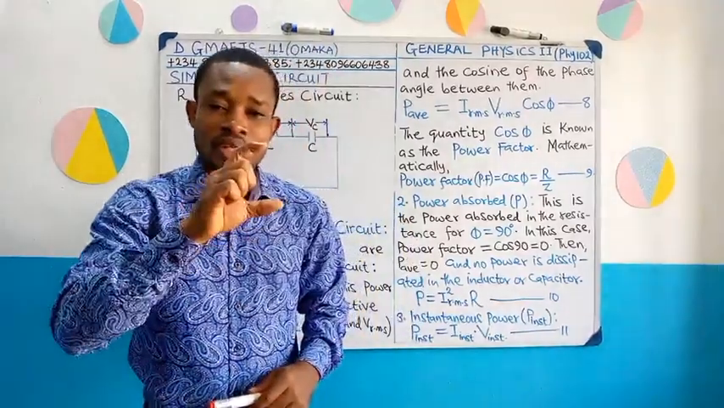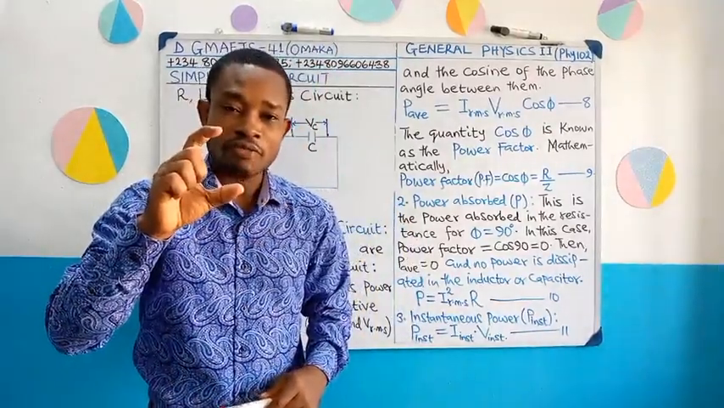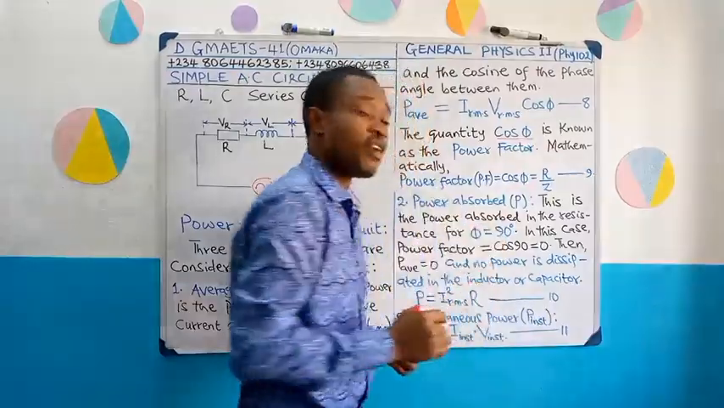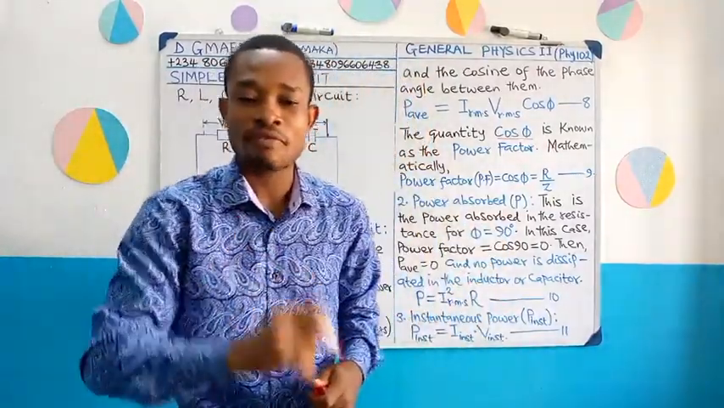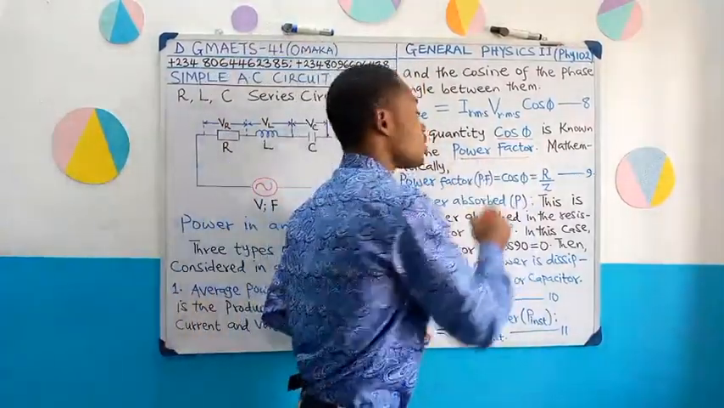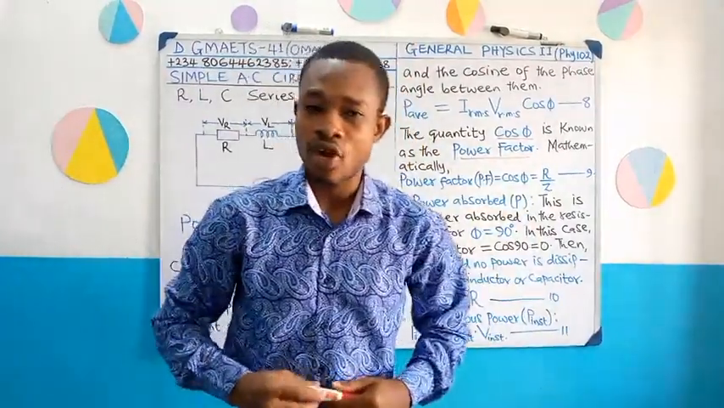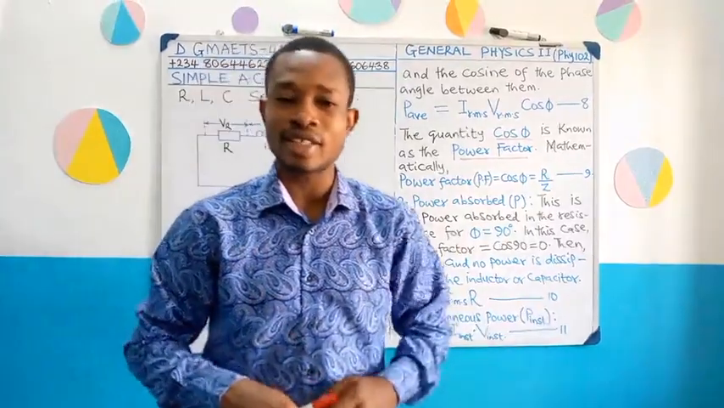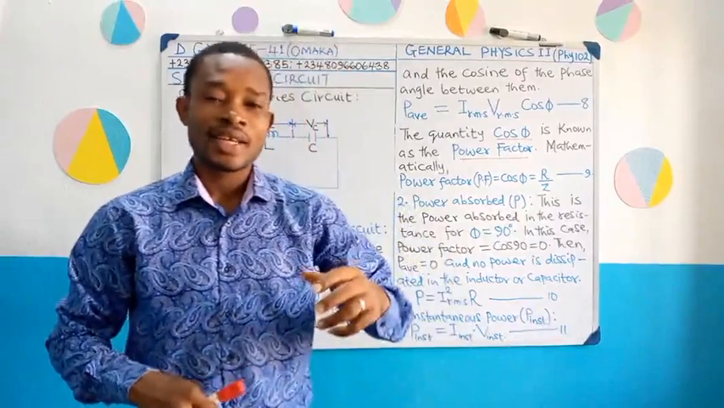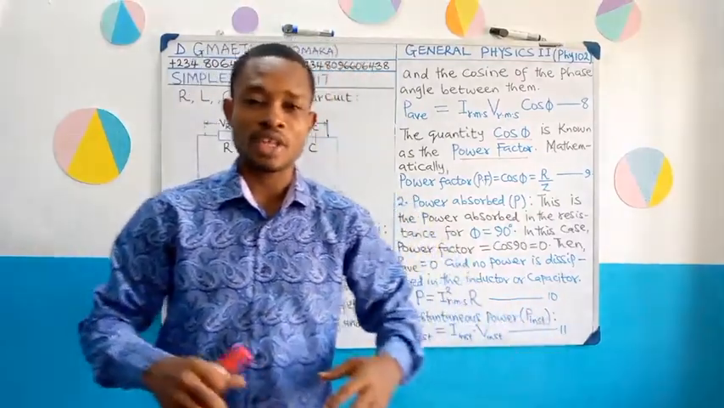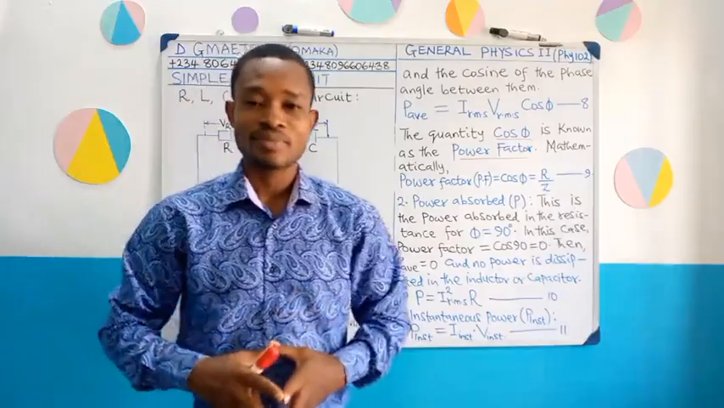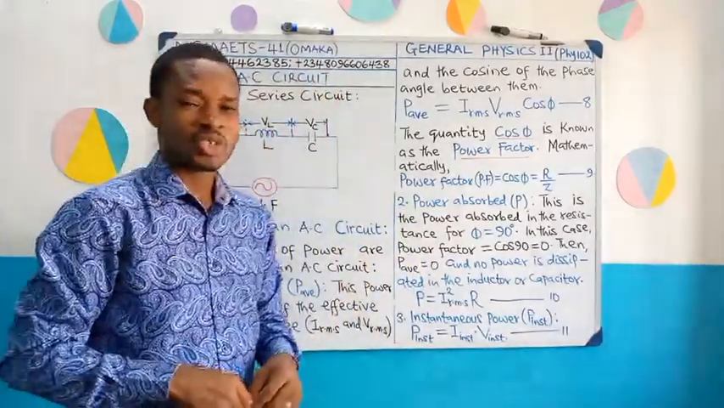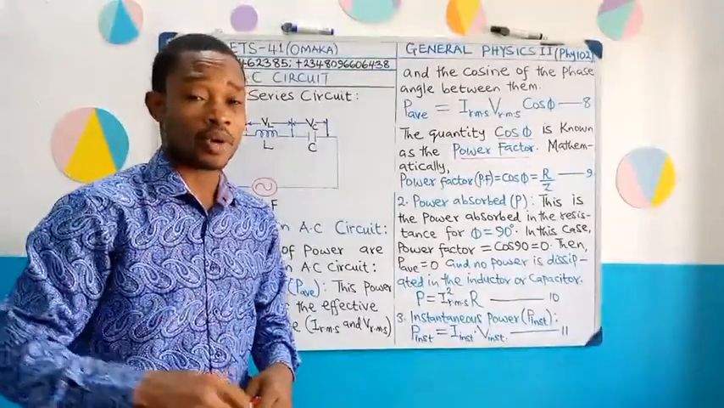Let us now look at that quantity cos phi in equation 8. This cos phi is known as the power factor, a very important quantity, because it can help us know if the AC circuit is purely an inductive circuit, purely a capacitive circuit, or purely a resistive circuit. So how will that help us? We're going to find out as we move on, especially when we talk about the next type of power, power absorbed.